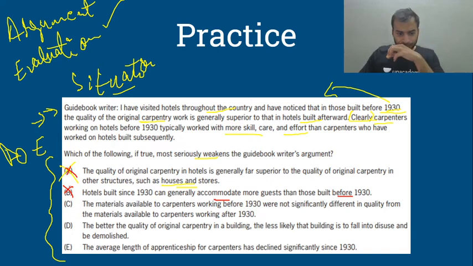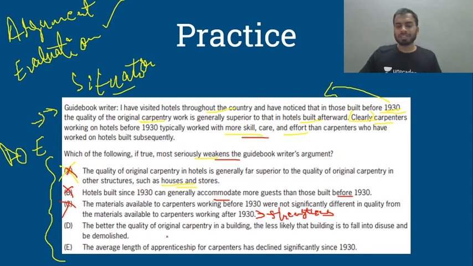C. The materials available to carpenters working before 1930 were not significantly different in quality from the materials available to carpenters working after 1930. Instead of weakening, this is strengthening the argument, right? Because this is telling us that if the materials are also the same, then maybe those who worked before 1930 were actually more skillful. They actually worked with more care. They made more effort. If the materials are the same, the tools are the same. So we eliminate C as well, because instead of weakening, it strengthens the argument.